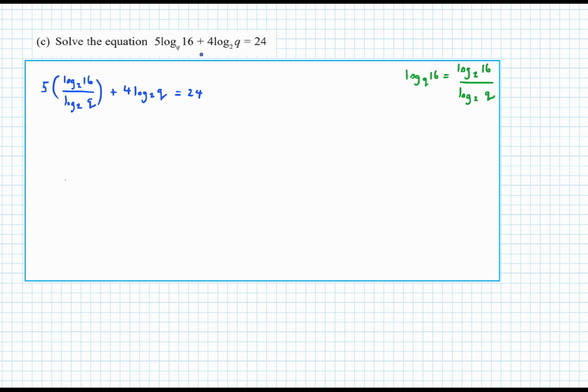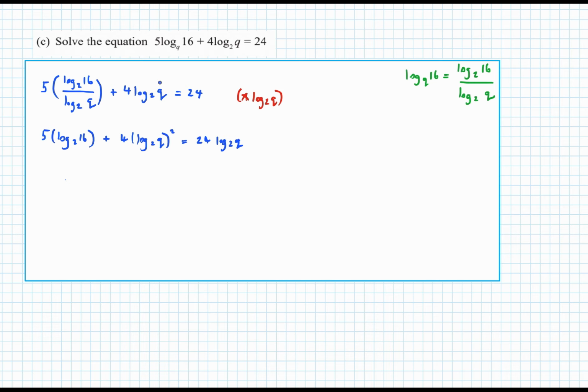From there I want to get rid of that denominator. So I'm going to multiply everything by log base 2 to the q. The 16 and the q in this case are called an argument. There's another name for them. So multiply that out, same again. And everything should be multiplied by log base 2 argument q.